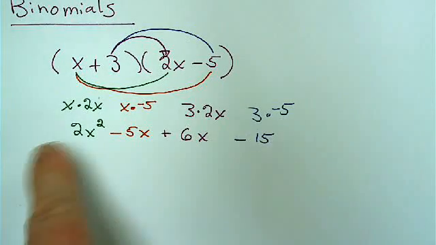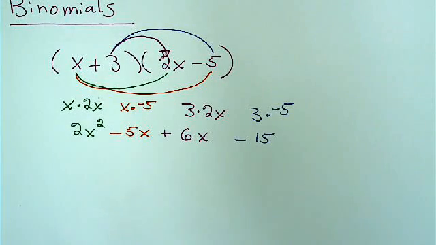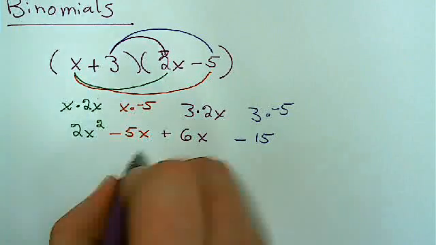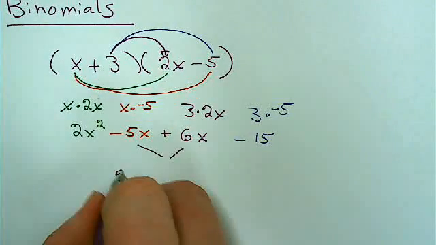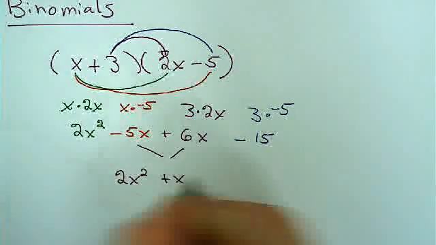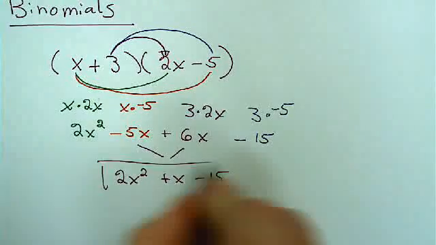Can I clean that up any? Are there any like terms I can group? Yeah, the x's. So I end up with 2x squared plus x minus 15.